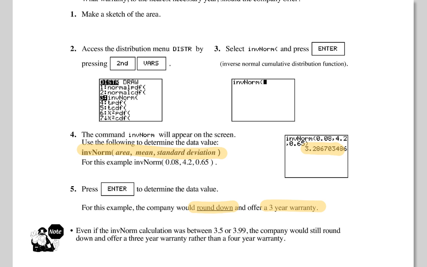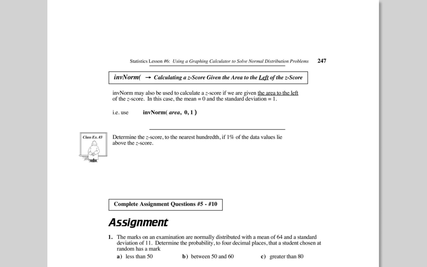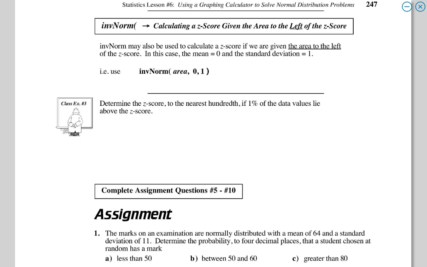Okay, so let's do one all on our own. Class example 3. This one they're just going to ask us to find the z-score. It says determine the z-score to the nearest hundredth if 1% of the data lies above the z-score. So that's going to be way out here, I believe, because it's only 1% above.